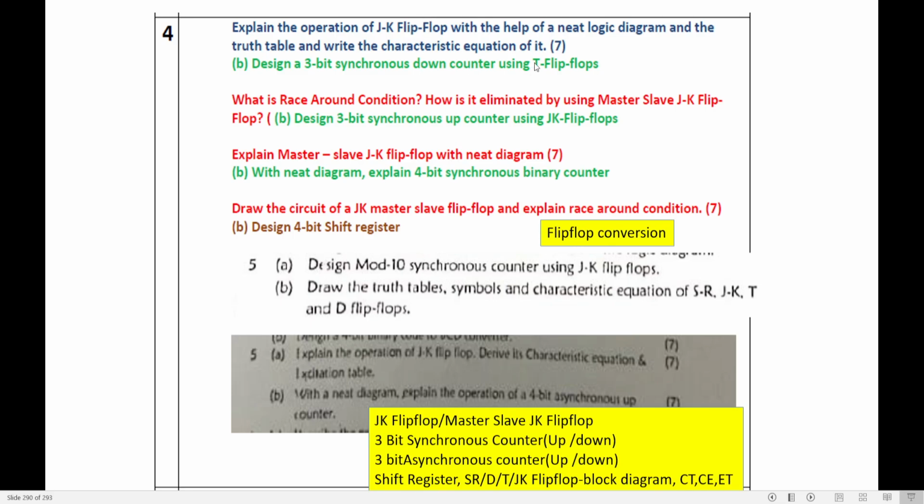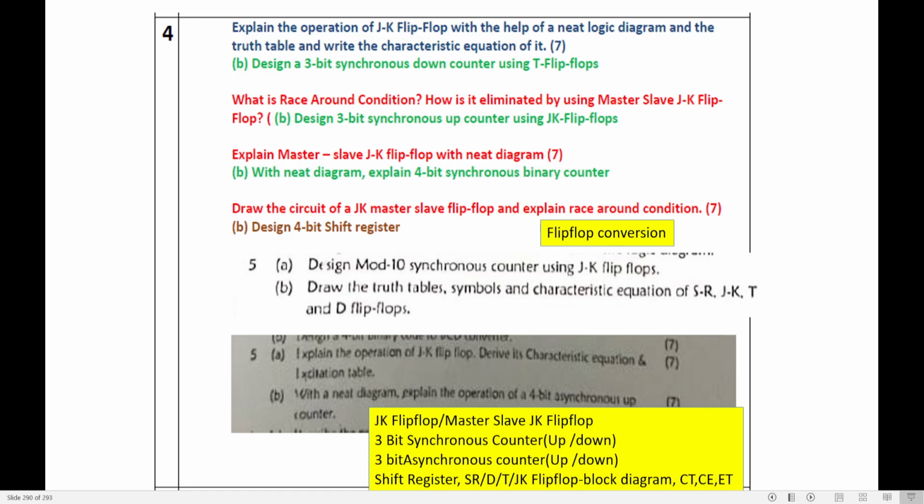One thing you need to understand, if you know how to design a synchronous counter using one flip-flop, it is easy to do it with any flip-flops. So that is a very important takeaway. You should be thorough with JK flip-flop. You should be thorough with synchronous and asynchronous counter. Then here they have asked about 4-bit register. So one question is from shift register. And again they have asked draw the truth table, symbol, characteristic table of SR flip-flop, JK flip-flop, T flip-flop and D flip-flop.